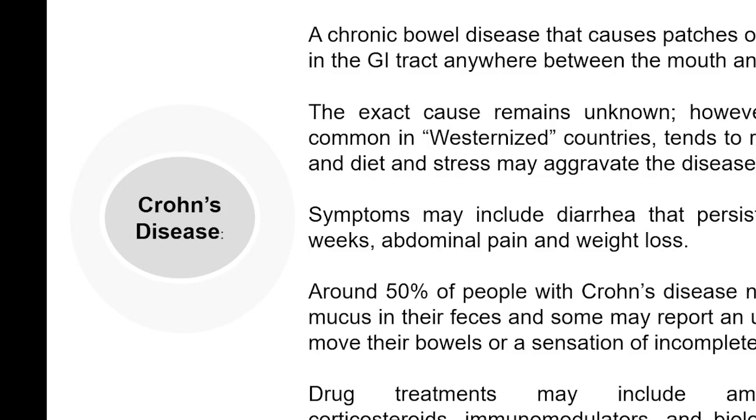Around 50% of the people with Crohn's disease notice blood or mucus in their feces. There are a lot of other reasons for its presence, for example piles. You might have heard about a disease called piles. It is a discomfort affecting a lot of people. Nobody openly says that, but it is a regular problem for many people in several families. So the presence of blood or mucus in the feces can be a sign of Crohn's disease, and some may report an urgent need to move their bowels, or a sensation of incomplete evacuation.